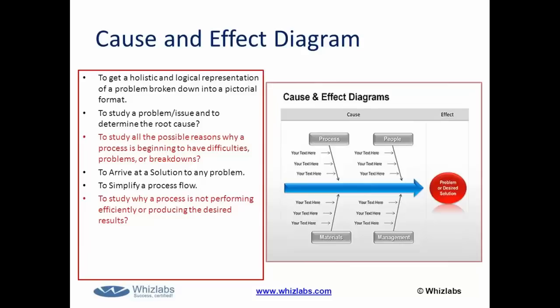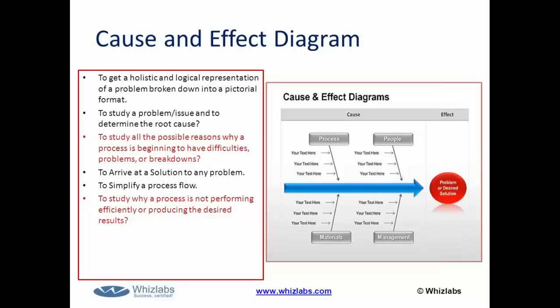The first tool of quality is the cause and effect diagram. It is also called the fishbone diagram and the Ishikawa diagram. The person who invented this tool is Ishikawa, and the tool is named after him. So what is this cause and effect diagram? The purpose is to identify the root cause of a problem. It is a tool to identify the root cause of a problem.